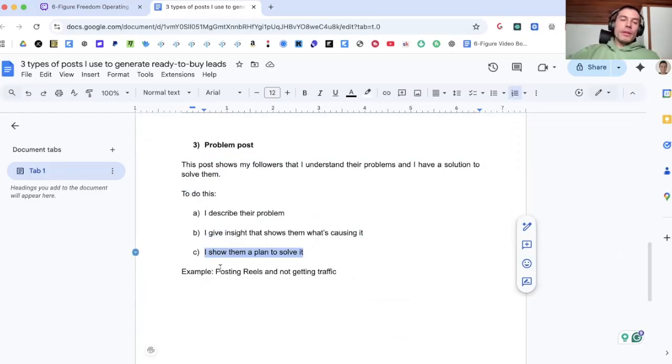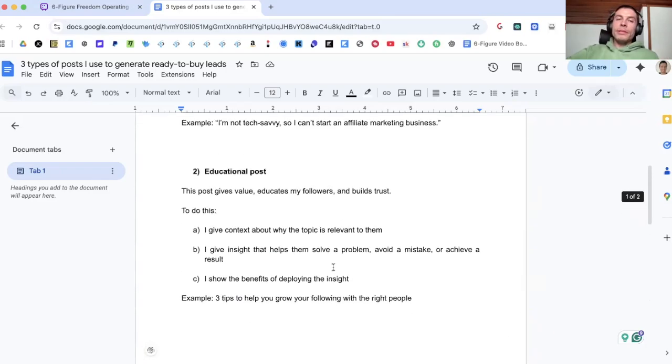For example, if I wanted to create a post about a problem a lot of people have in the affiliate marketing space, which is that they are posting reels and not getting traffic, first I would describe their problem. I would describe exactly what they are doing, their day-to-day activities when posting reels. Then I would give insight that shows them why they are not getting traffic while posting reels. And then I would show them a plan to solve that problem, and that plan would align with what I help people with in my offer. That's the goal. So that's the third type of post, the problem post.